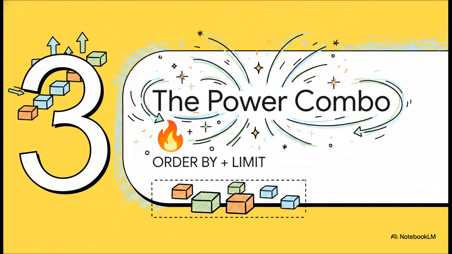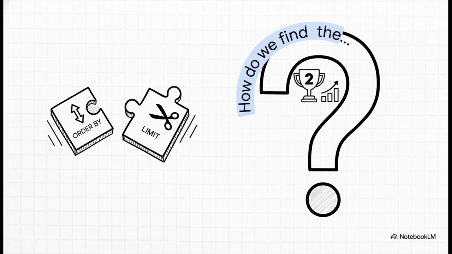Using ORDER BY by itself is useful. Using LIMIT by itself is useful, but using them together, oh man, that is where the real magic of data analysis begins. This combination isn't just a trick, it's a true data superpower. So let's ask a real-world question. We don't just want a sorted list, and we definitely don't want 2 random students. We want to find the top 2 oldest students in our class. How in the world do we do that?